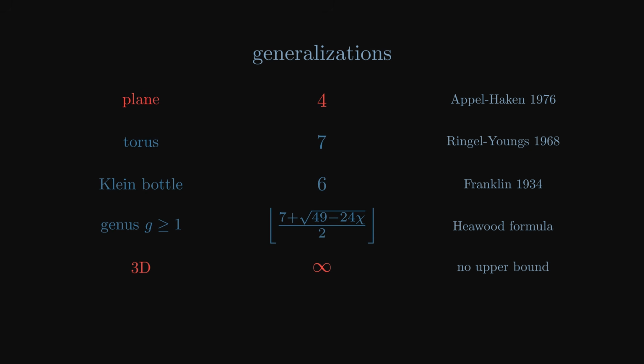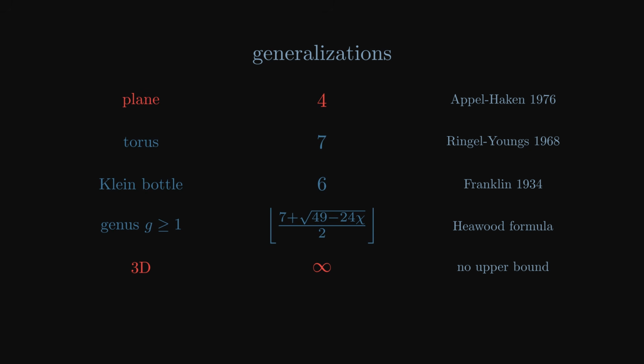On 3-dimensional surfaces, the question changes entirely. There is no upper bound. You can construct 3-dimensional regions where any finite number of regions can be made mutually adjacent. So the 4-color question, in 3 dimensions, has no analog.